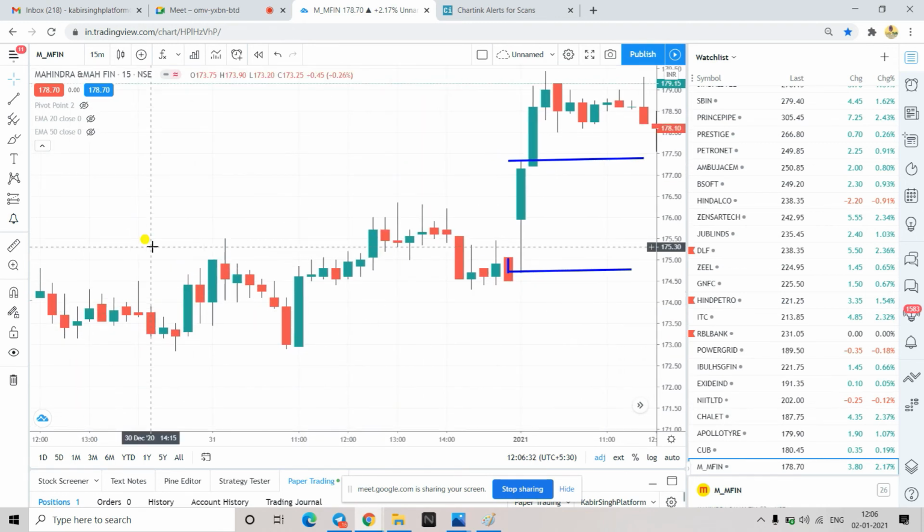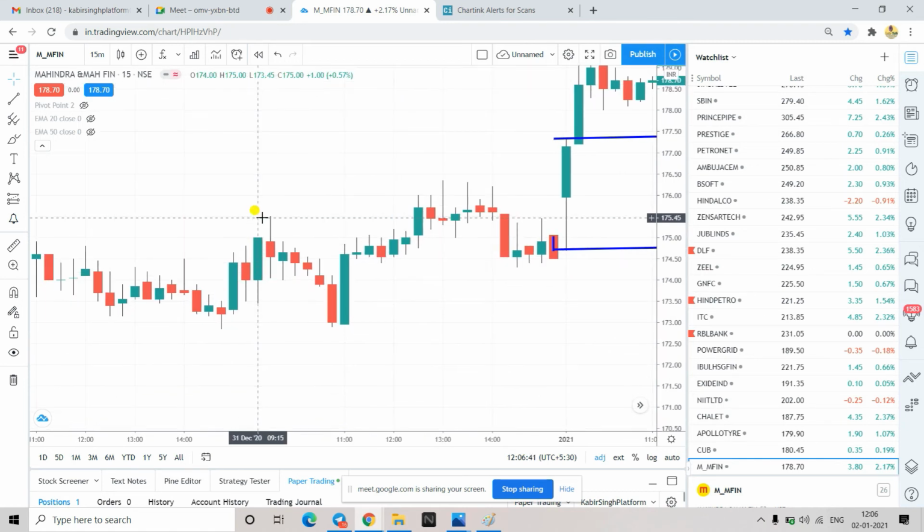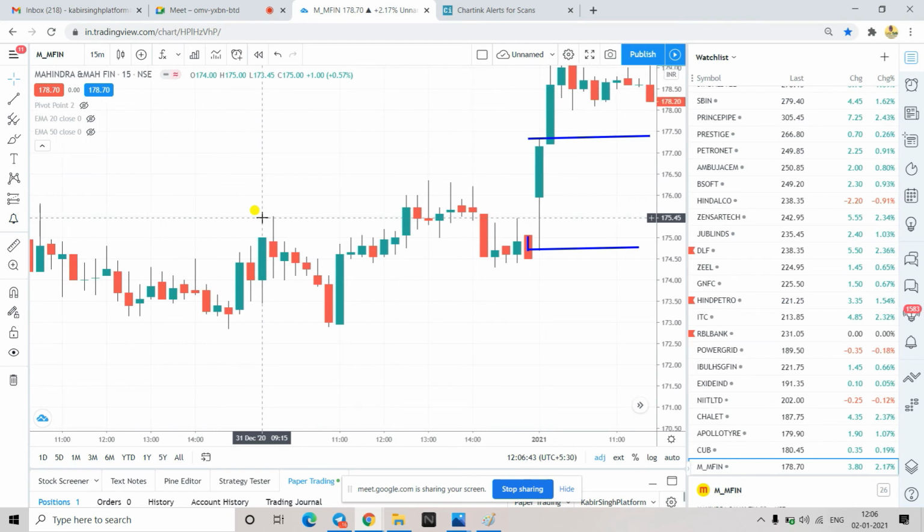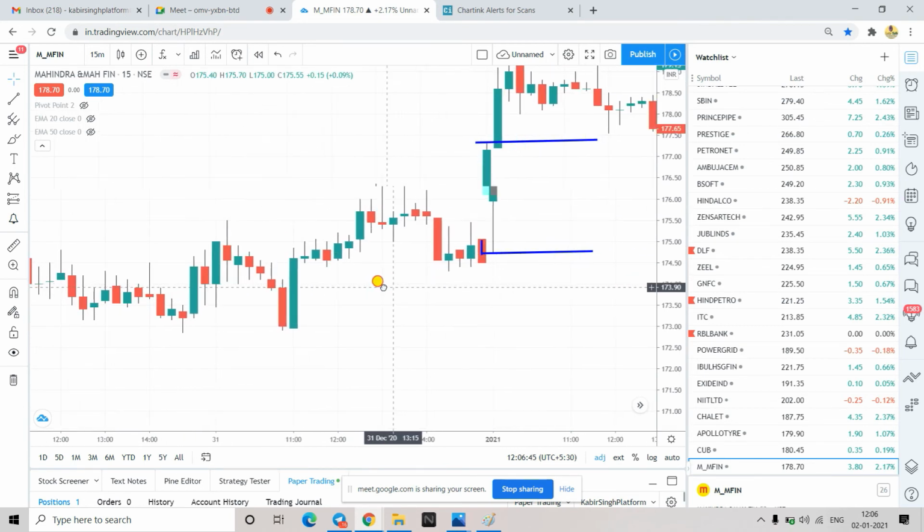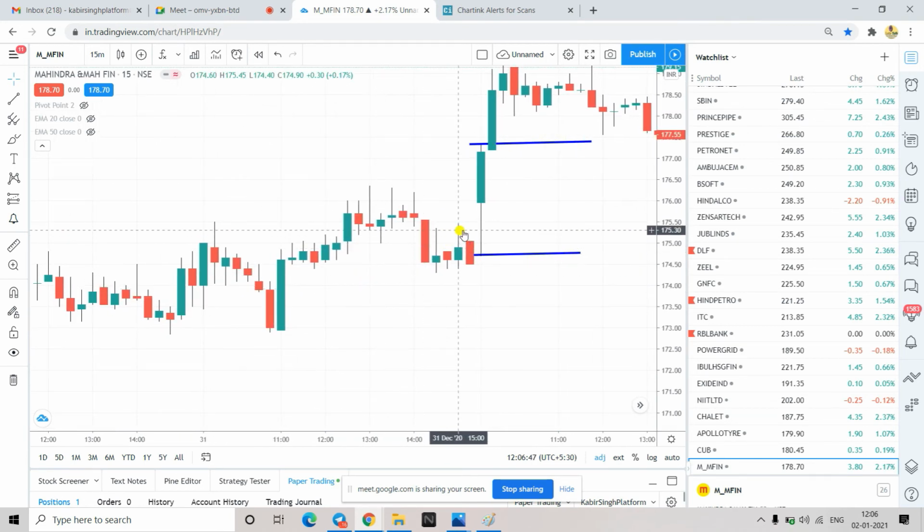Kabir, for intraday, what is the right time to give an entry? Sometimes people say between 9:30 and 10:30 there will be a lot of fluctuations in the market, so that is not a good time to trade intraday. Is that right? Everybody has their own understanding, but what I suggest is the best time to trade is from 9:15 to 10-11 o'clock.